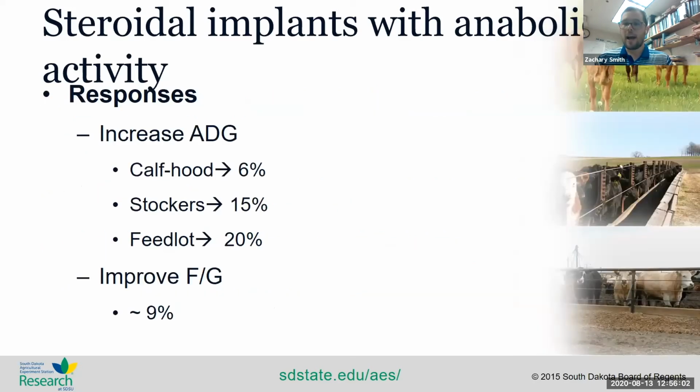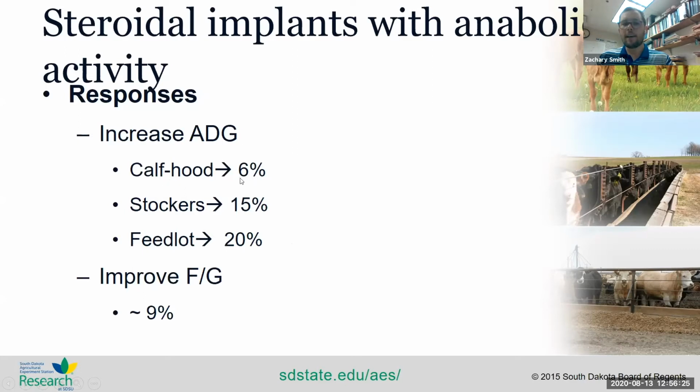Now, typically responses in average daily gain increase throughout the life cycle of production. Calf hood, stalker, feedlot, we have essentially a linear increase from about 5 up to 20 or 30% in feedlot cattle, and we can improve feed conversion efficiency approximately 10%.